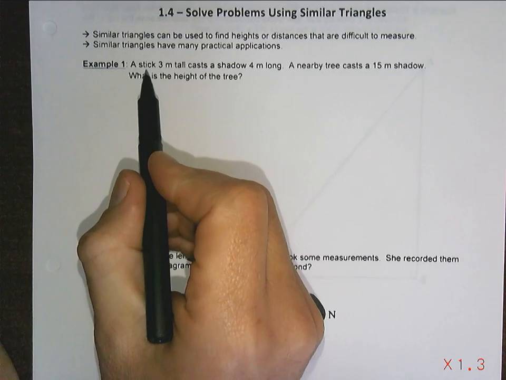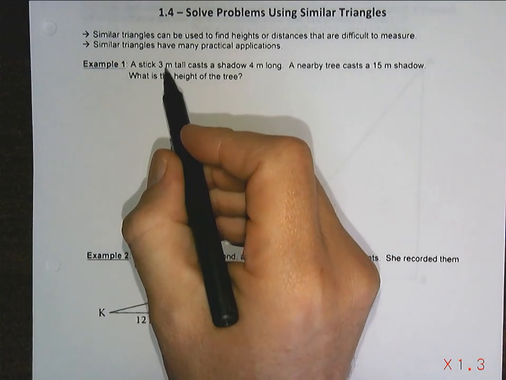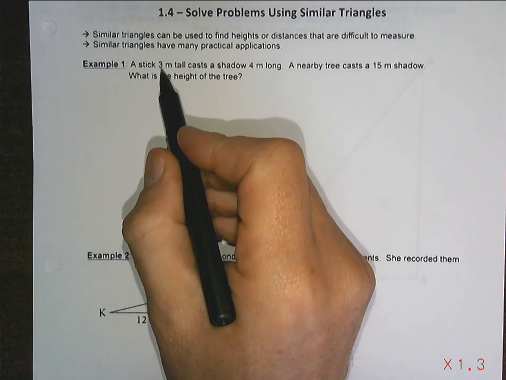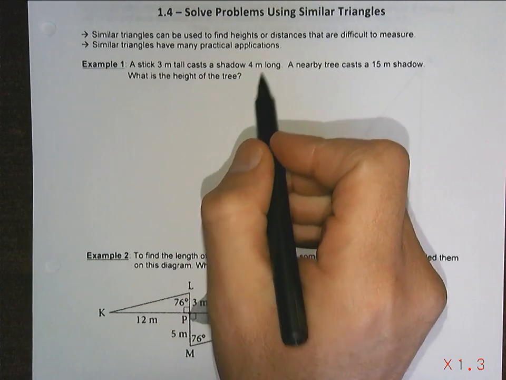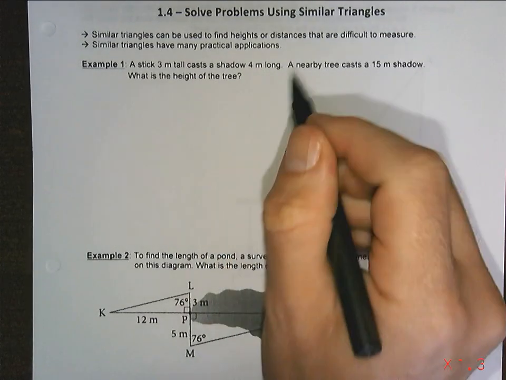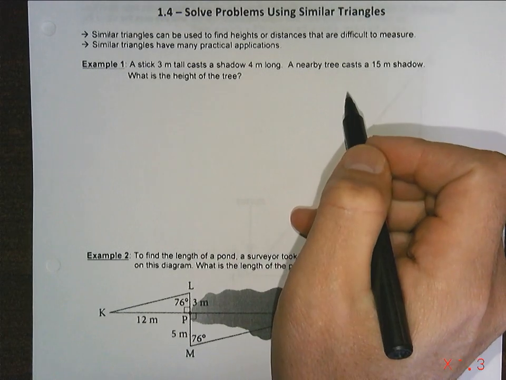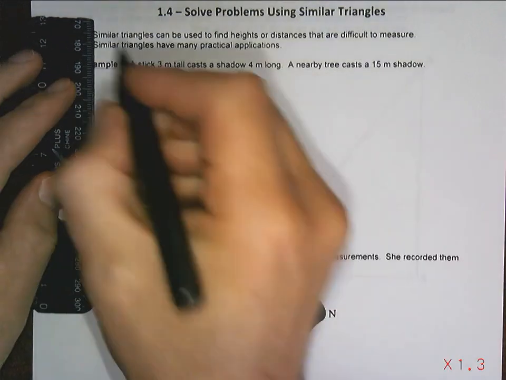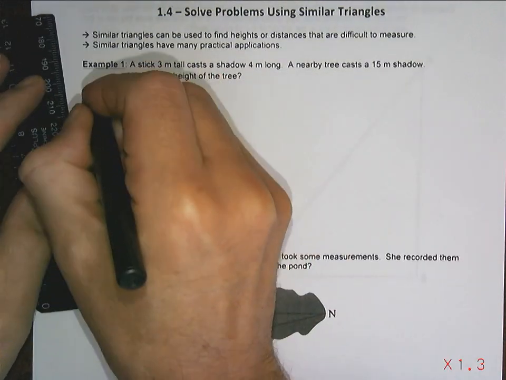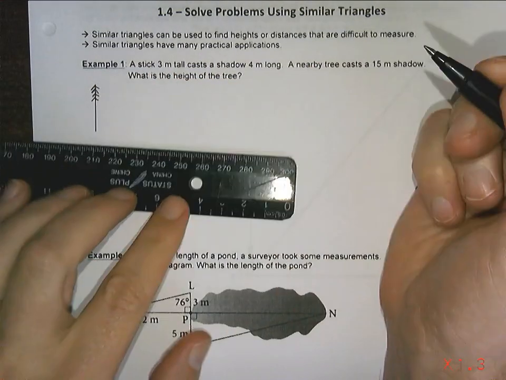So what we have here is an example. We have a stick, about 3 meters tall. That's a pretty big stick, I think I'd call that a pole. But that's a 3 meters tall stick, and it's going to cast a shadow of 4 meters long. A nearby tree casts a shadow of 15 meters, and the question is, what's the height of the tree? So this is what's going on here, and these questions require you to read the question and think a little bit before you do much.